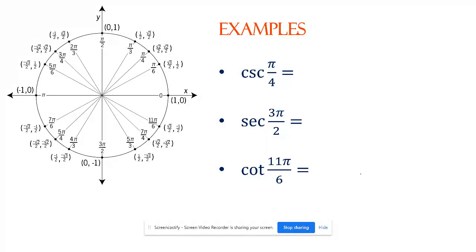So cosecant of pi over 4. Pi over 4, you can see, is right here, this angle. And the sine of pi over 4 is the y value. The nice thing about pi over 4 is sine and cosine are actually the same, but the sine is square root of 2 over 2. So what I'm going to do is take that square root of 2 over 2 and flip it. So it's going to be 2 over square root of 2. So we just flip the fraction for cosecant.